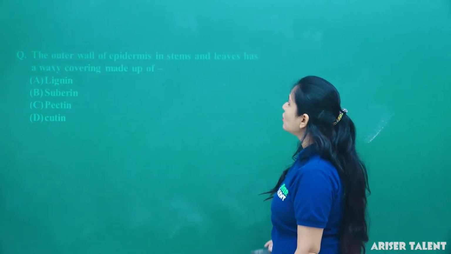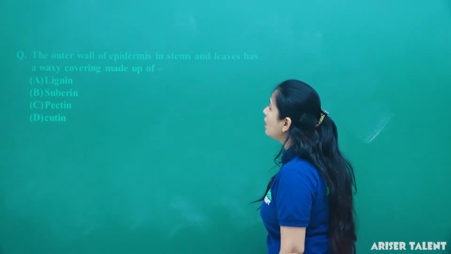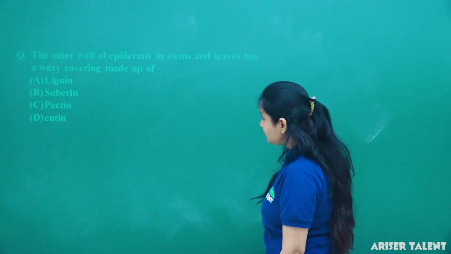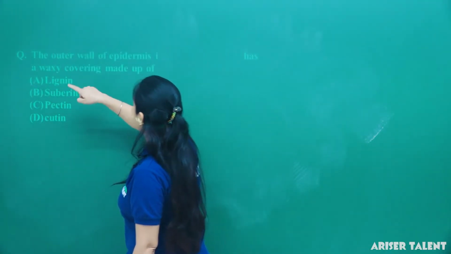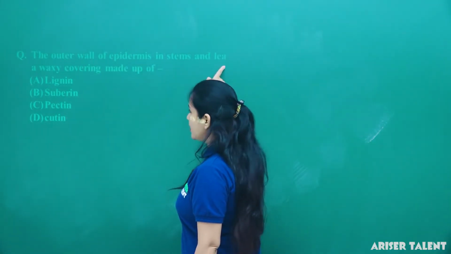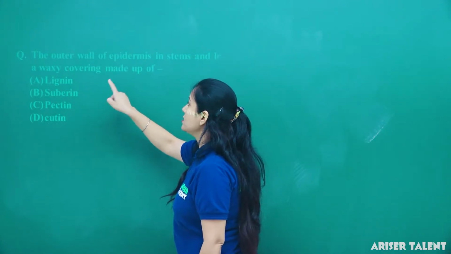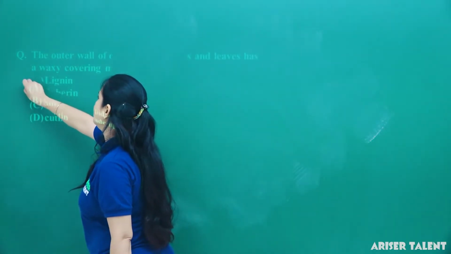Next is: the outer wall of epidermis in stems and leaves has a waxy covering made up of what? It is talking about the outer wall of epidermis in stems and leaves having a waxy covering. It has a waxy covering and it is made up of what? It is made up of cutin.